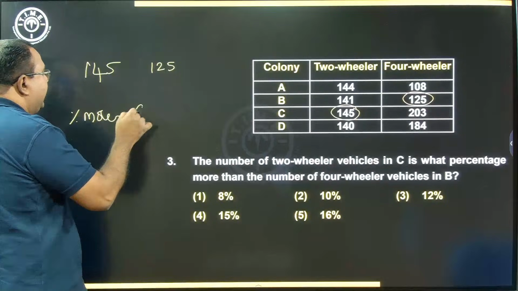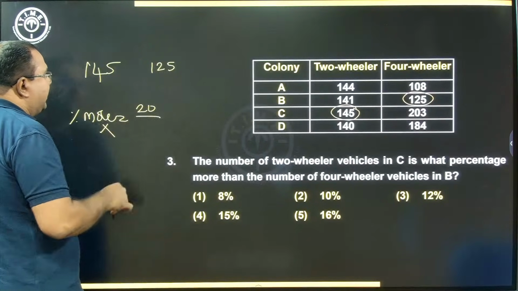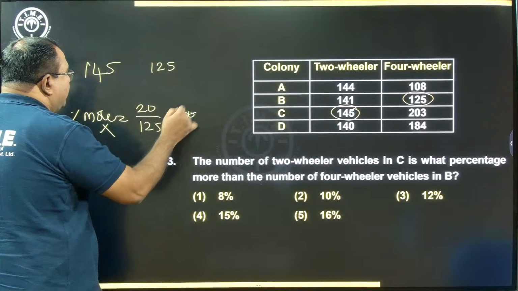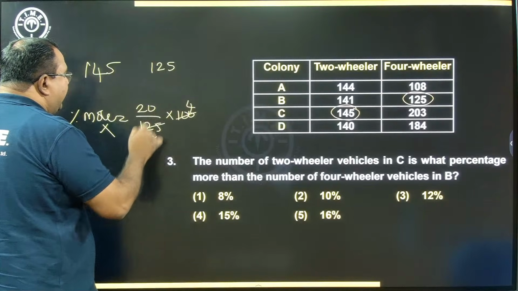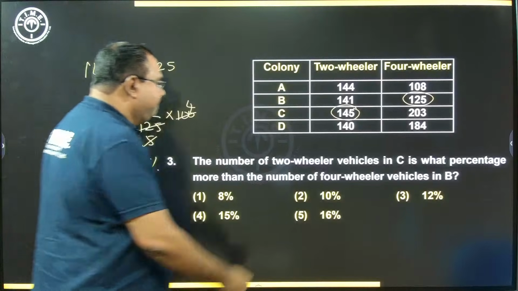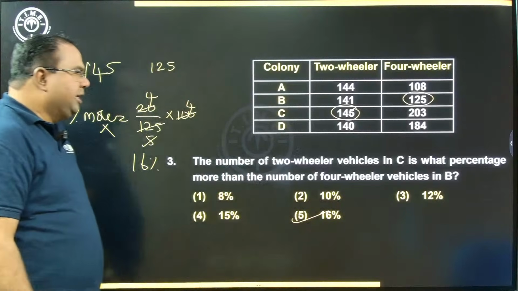Difference, 20. Opposite of more is lesser value, 125 into 100. 25 fours, 25 fives, 5 goes 4 times. So 16% should be your answer.